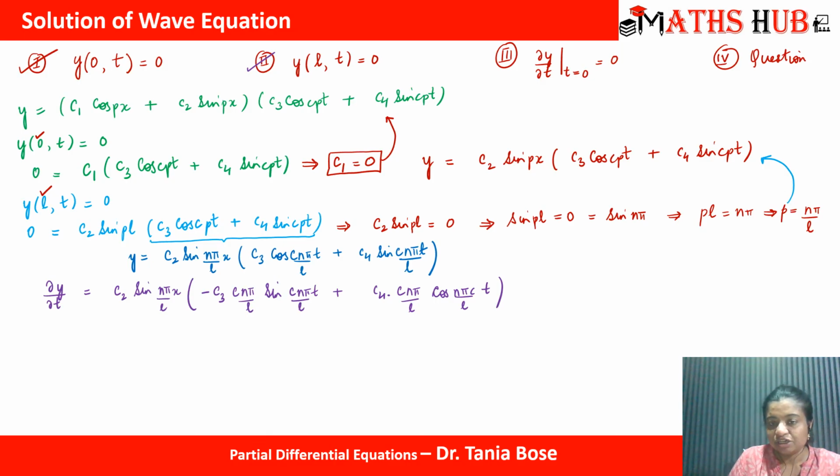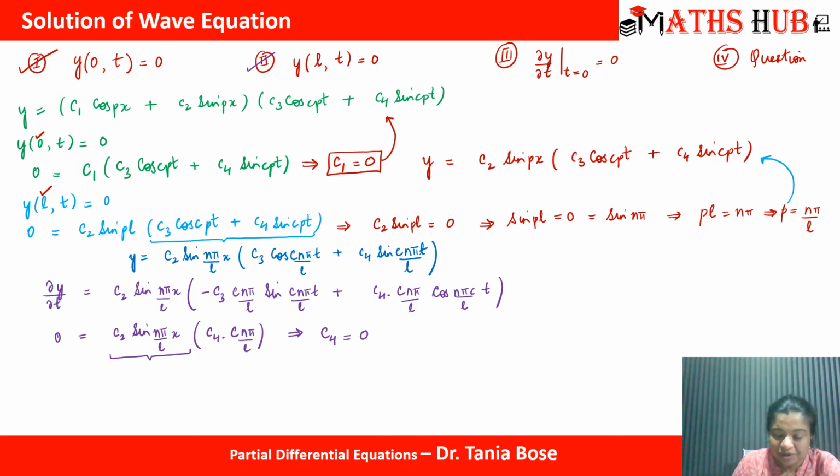Now let us put the initial velocity equal to 0. So del y by del t is 0. There is no change in x because now we are changing the variable t. So when I put t equal to 0, sine 0 becomes 0 and this whole term vanishes. And from here, when I put t equal to 0, cos of 0 is 1. So we will get C4 into C n pi by L, right? So either this term is 0 or this term is 0, but this term cannot be 0 because this is an unaffected term, since we are changing the variable t, not the variable x. So that means what does it imply? It implies C4 is equal to 0.